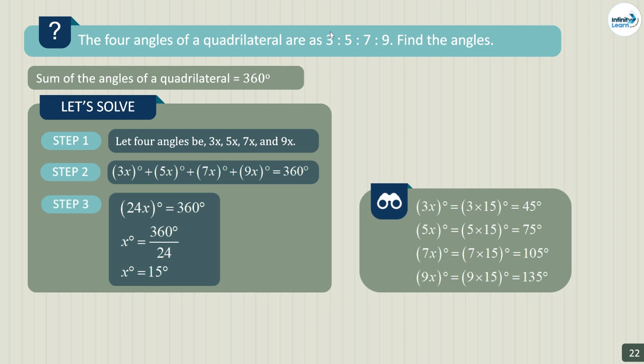Four angles of a quadrilateral are in the ratio 3, 5, 7 and 9. Let the angles be 3x, 5x, 7x and 9x. We know that by angle sum property, the sum of all the interior angles is 360 degrees. So 3x plus 5x plus 7x plus 9x is 360. The value of x is 15. So 3x will be 3 into 15, 5x will be 5 into 15, 7x will be 7 into 15, and 9x is 9 into 15. So these are the angles of the quadrilateral.